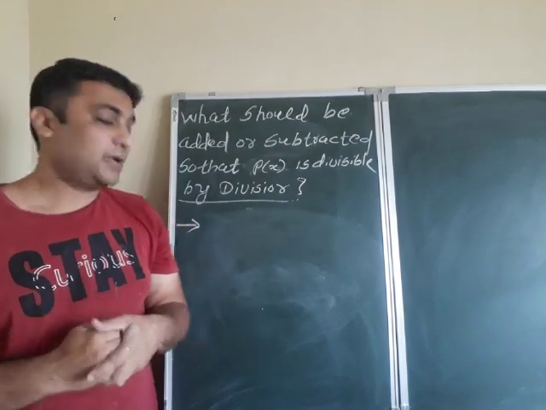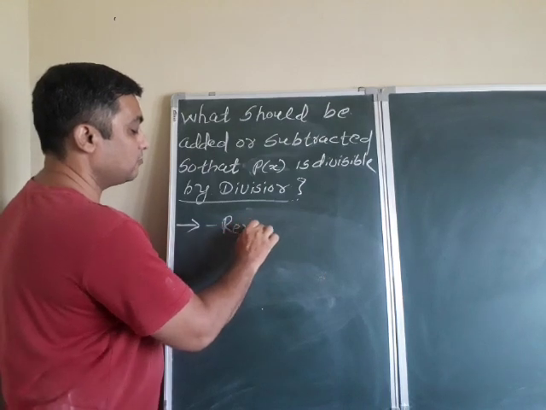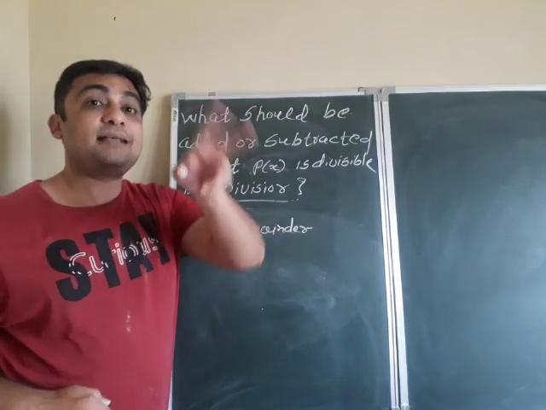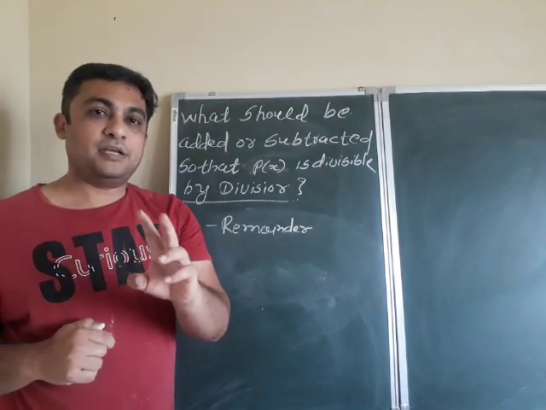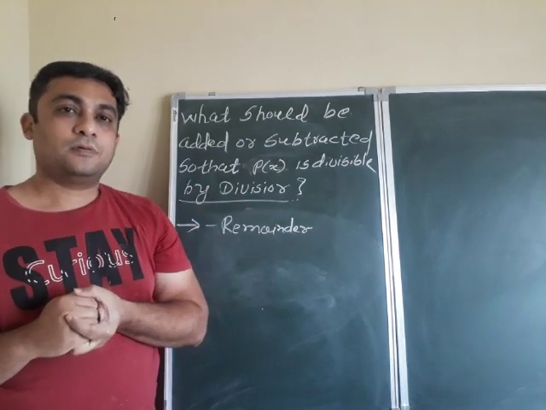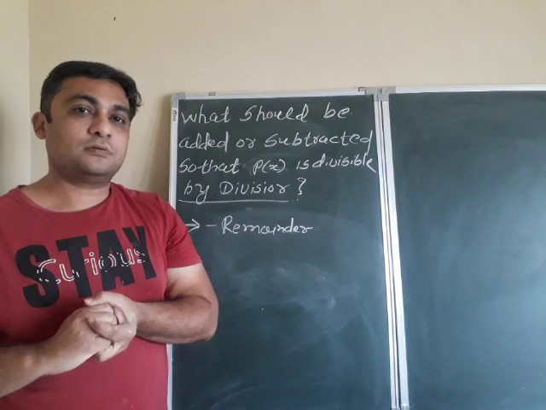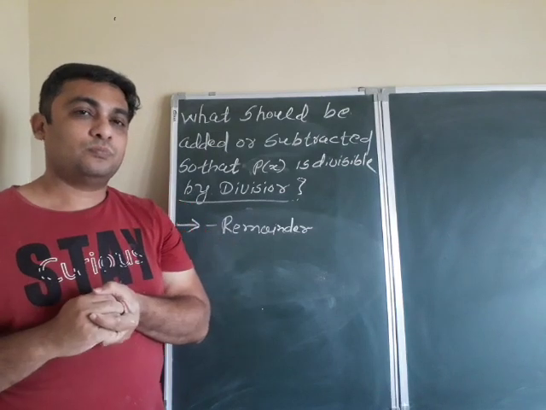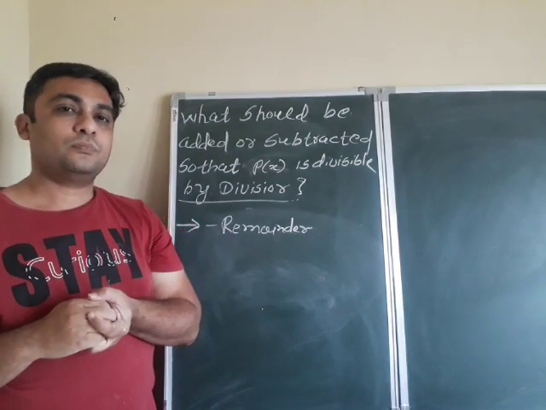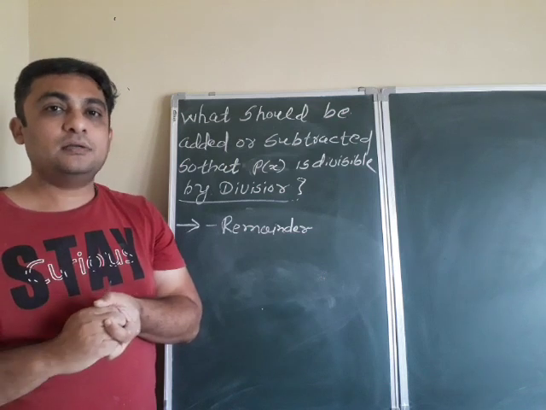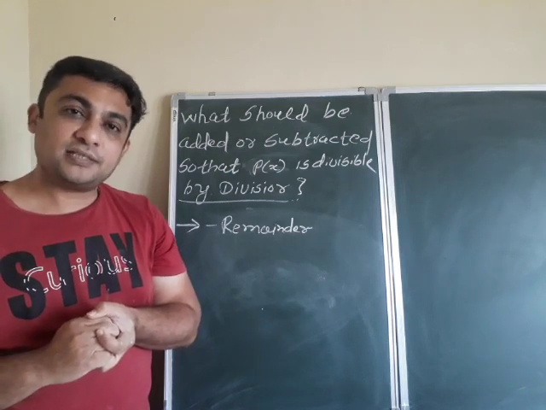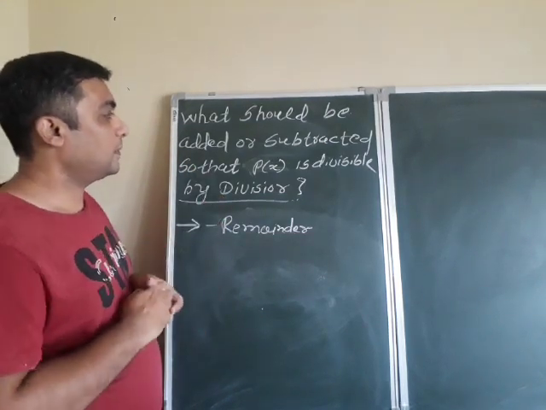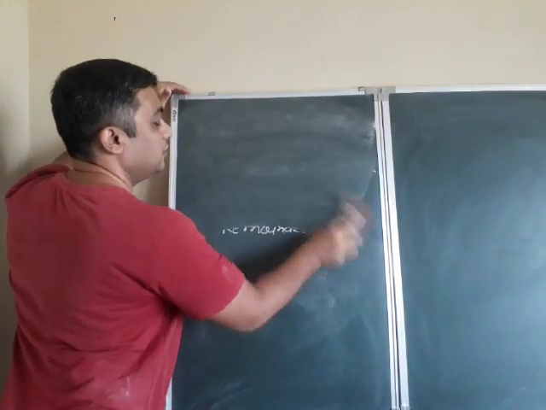And minus remainder is added in p of x. Show that it is divisible by the given divisor. Full stop. Understood? Fine. Now let me have some examples on the basis of this.